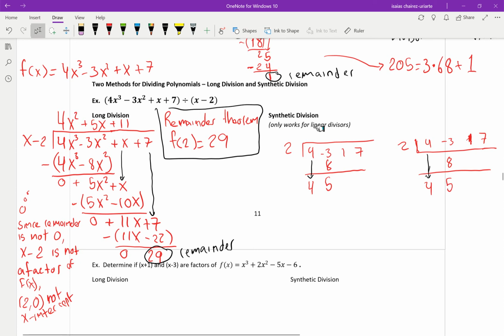Now you have to think, 2 times 5 is 10. So I'll put a 10 right here. And then 1 plus 10 is 11. Same thing over here, this becomes an 11. Then 2 times 11 is 22, and 7 plus 22 is 29. So 29 is my remainder.